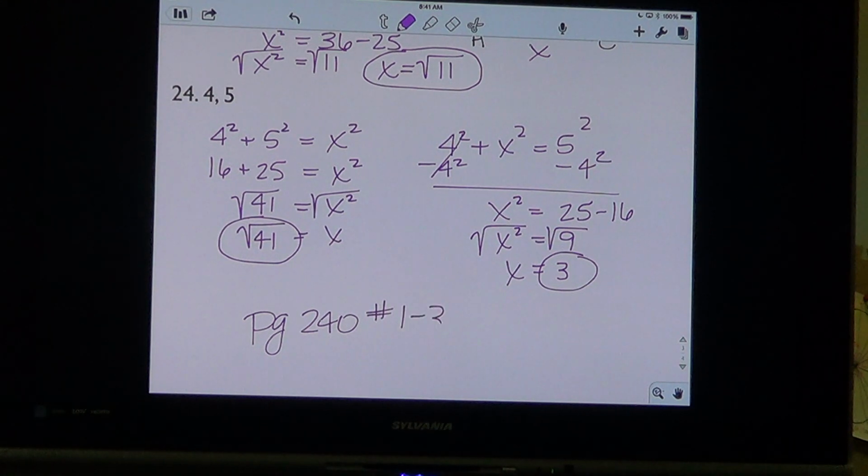Alright, so your assignment is page 240, numbers 1 through 30 odd. Let me know if you have any questions.